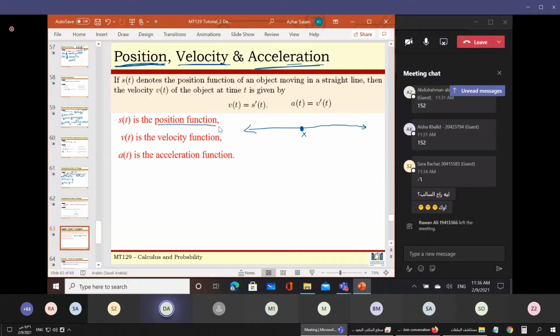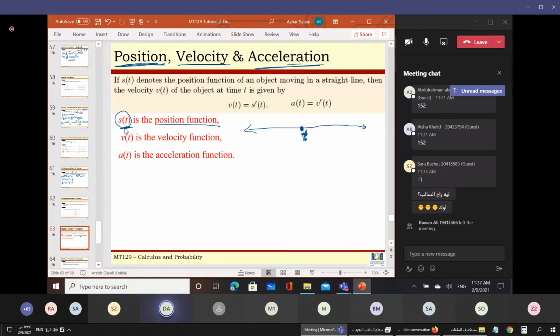I use a position function. I will name it s of t to find the position at any value of x. Instead of x here, I'm talking about time t. So if I want to find the position of an object at a certain time t, I will use the position function. Okay, this is just a definition. The main function given is the position.